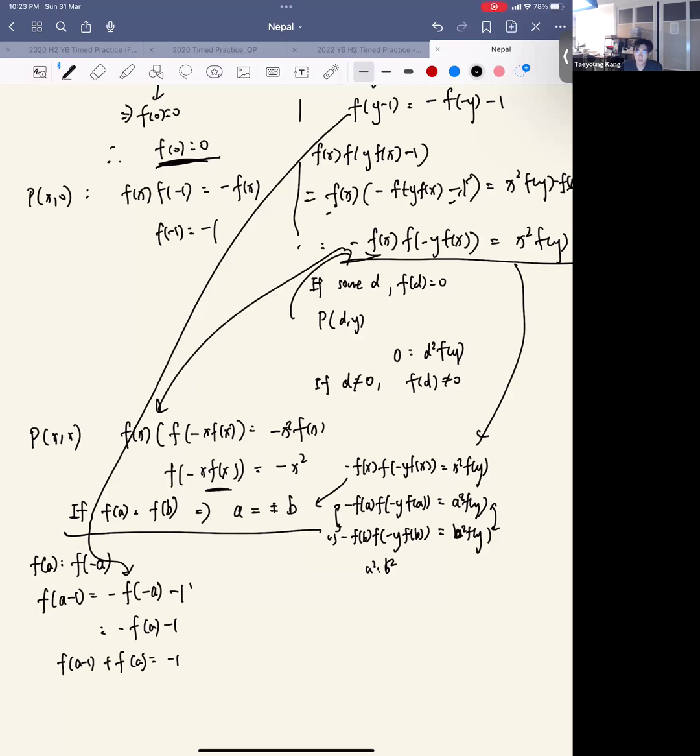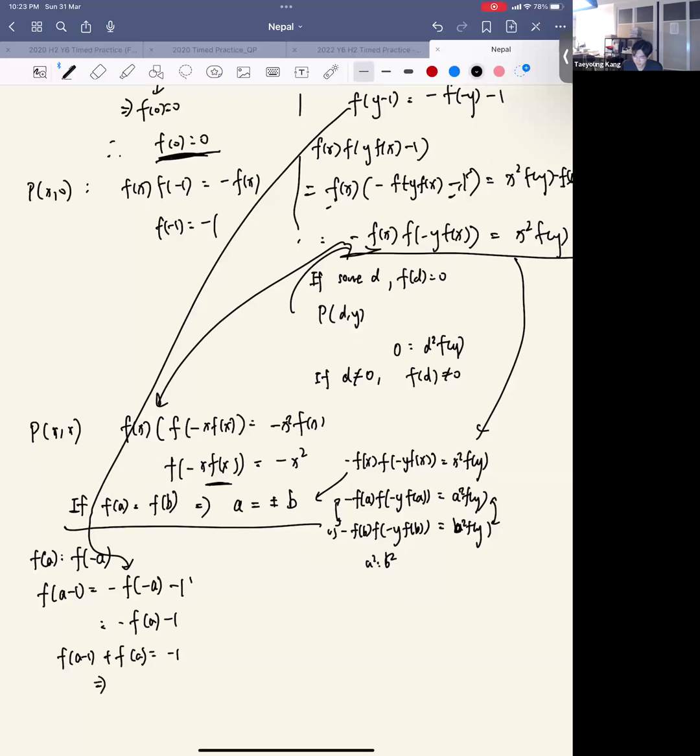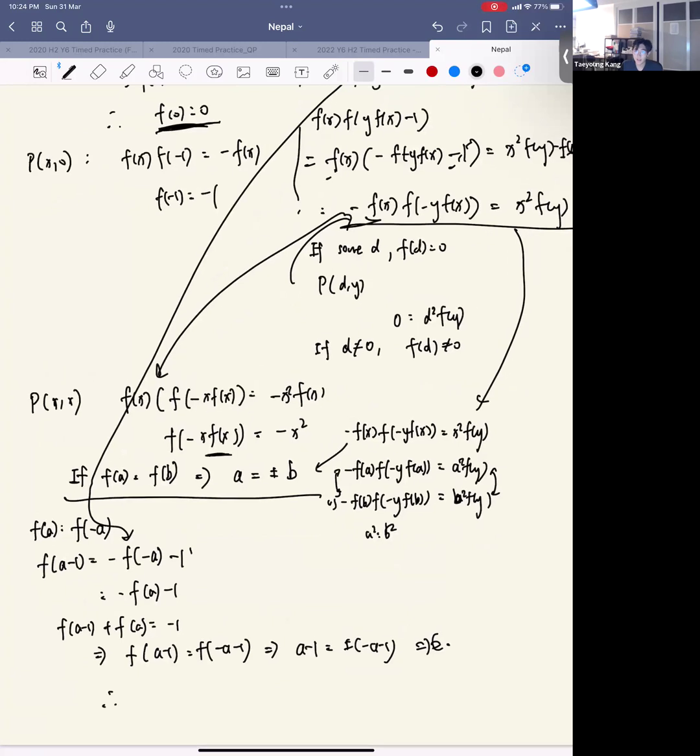Which would then imply that f(a) - 1 is equal to f(-a) - 1, which implies that a - 1 is equal to plus or minus (-a - 1), which is a contradiction. Hence, f(x) is injective. Is anyone lost right now?